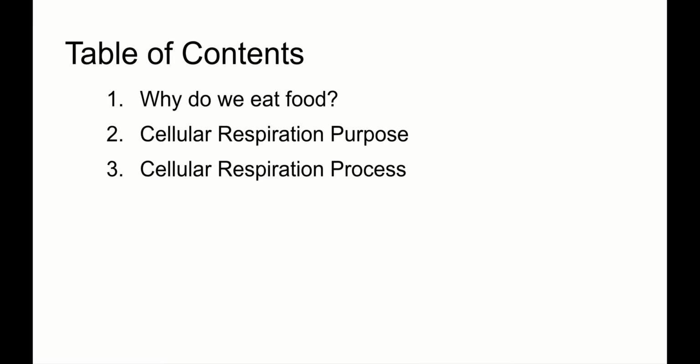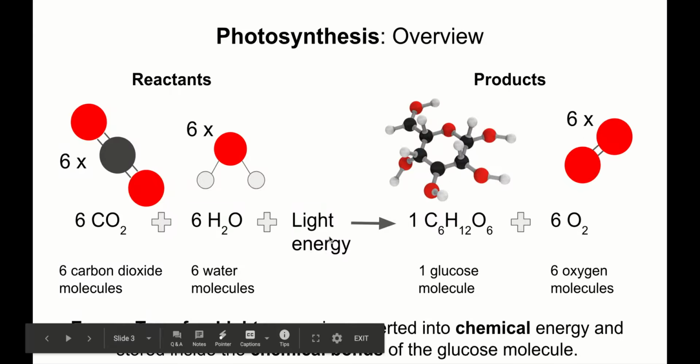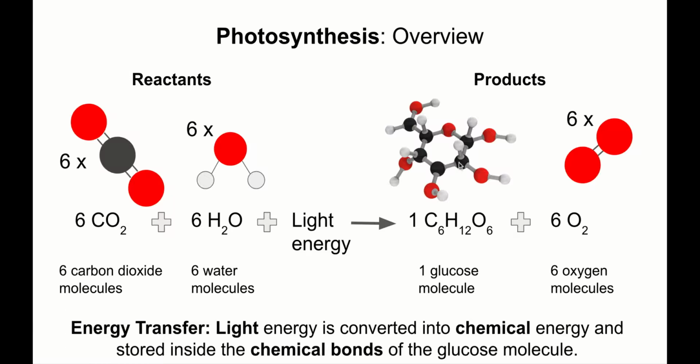And let's start with actually a recap of what you just finished learning about photosynthesis. This should be familiar. Here's our overview of photosynthesis, the chemical reaction of photosynthesis. We've got our reactants or starting materials on the left, our products or what we make on the right. And you all know that for photosynthesis, we start with 6 carbon dioxide molecules plus 6 water molecules plus light energy. We rearrange those atoms into 1 glucose molecule and 6 oxygen molecules. And where does the light energy go? It goes into the bonds of the glucose molecule.